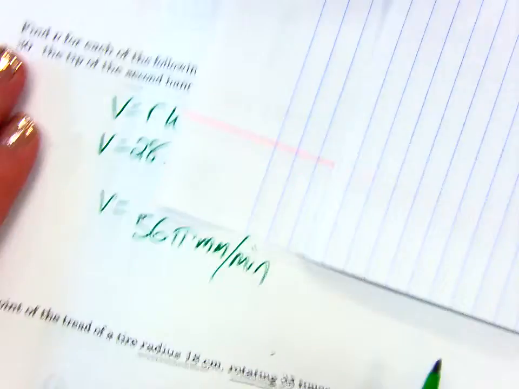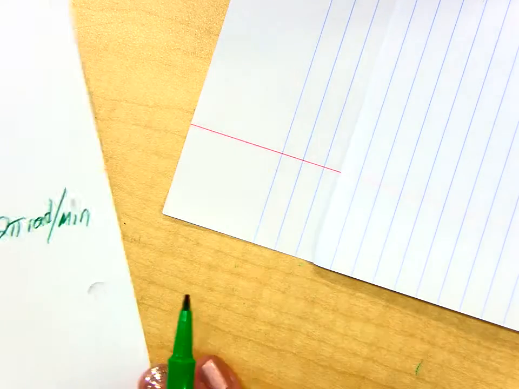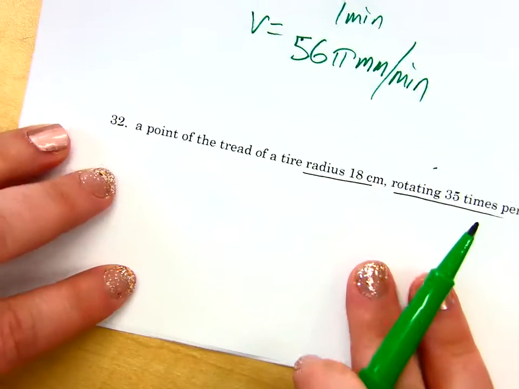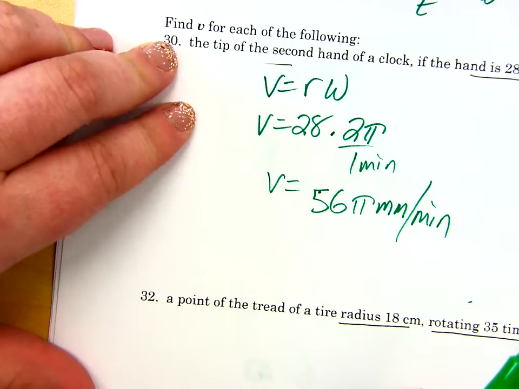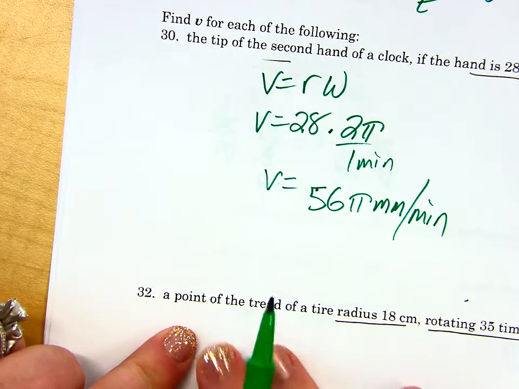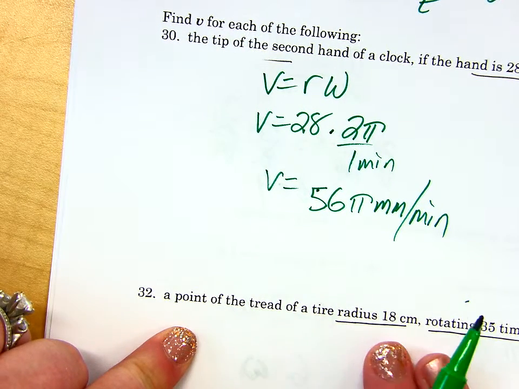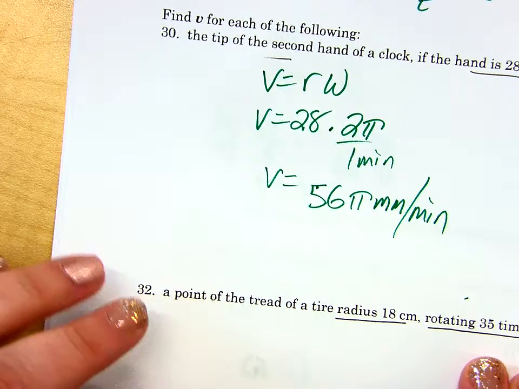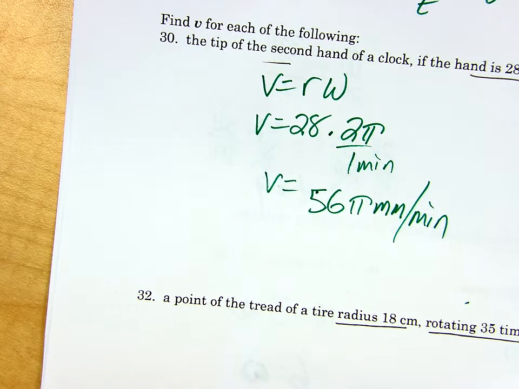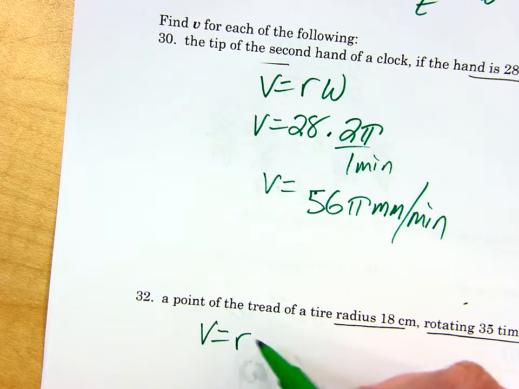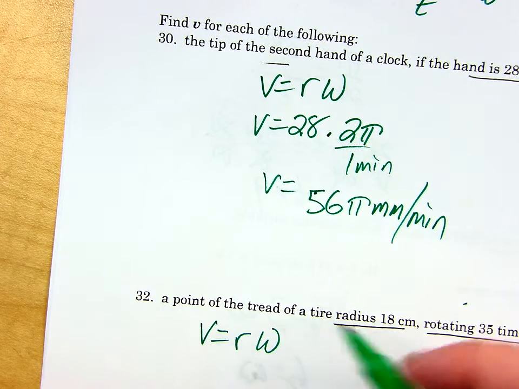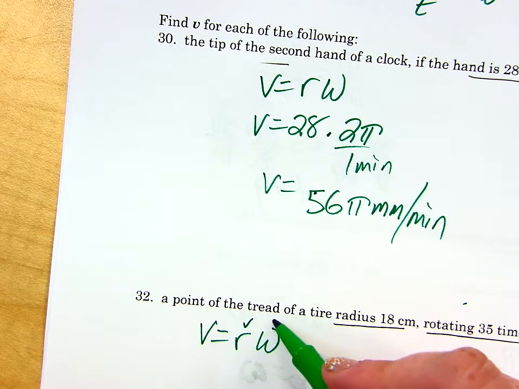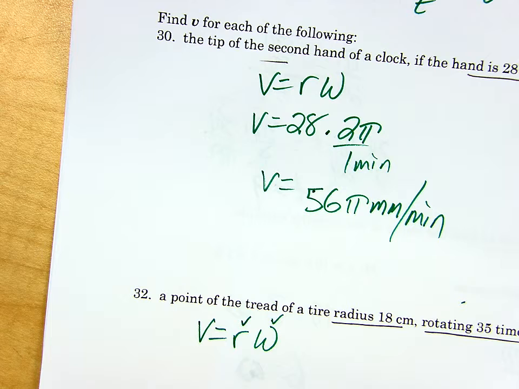Let's try 32, shall we? So, again, I'm looking for V. Find V for each of the following. A point on the tread of a tire, radius 18, rotating 35 times per minute. Okay. Well, I have this formula, V equals R times lowercase omega. I know the radius. I'm just going to have to figure out W, my angular velocity.